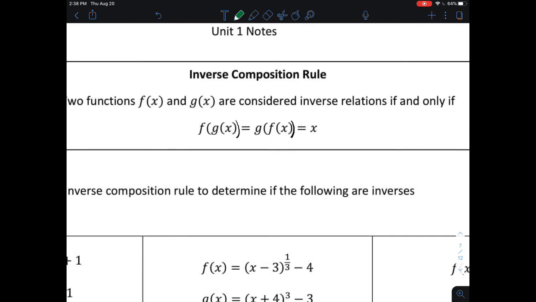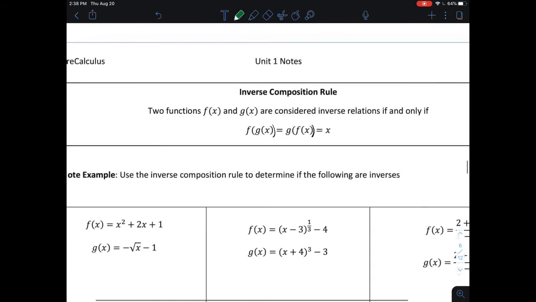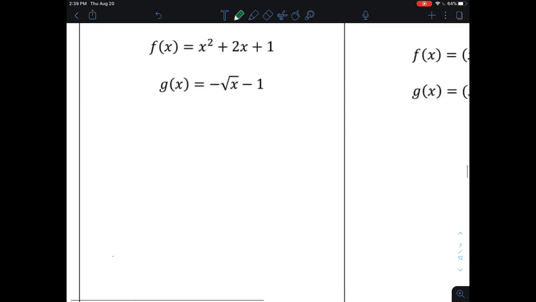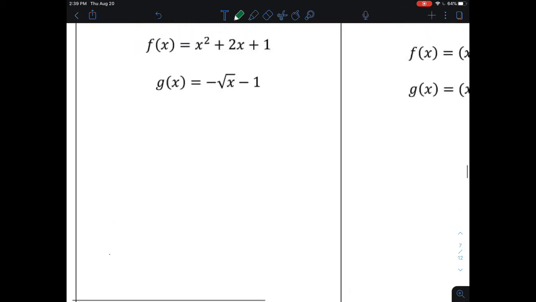So if I have two functions, f and g of x, and they're considered inverses, what that means is if I compose those two functions, if I put g inside of f or f inside of g, everything's going to cancel out. It's going to leave me with just x by itself. And so let's apply that composition rule here 3 times and confirm that we have inverses without actually finding the inverse itself. So we're right here in this first problem, and I want to perform the composition.